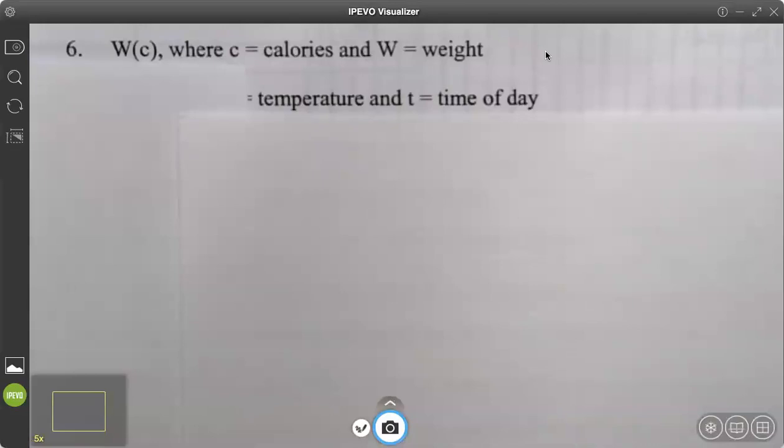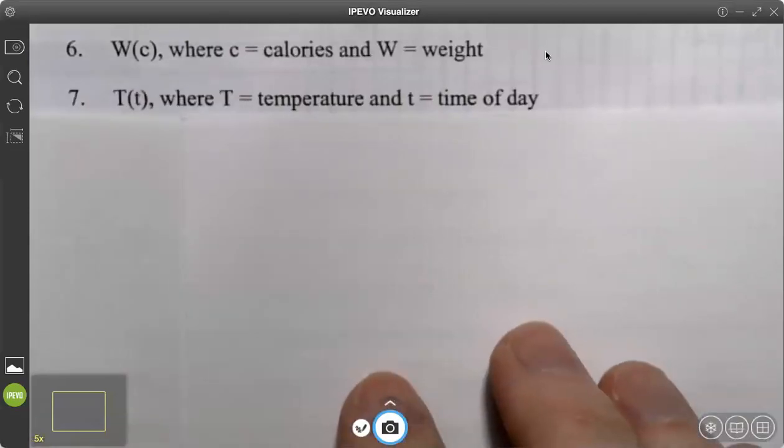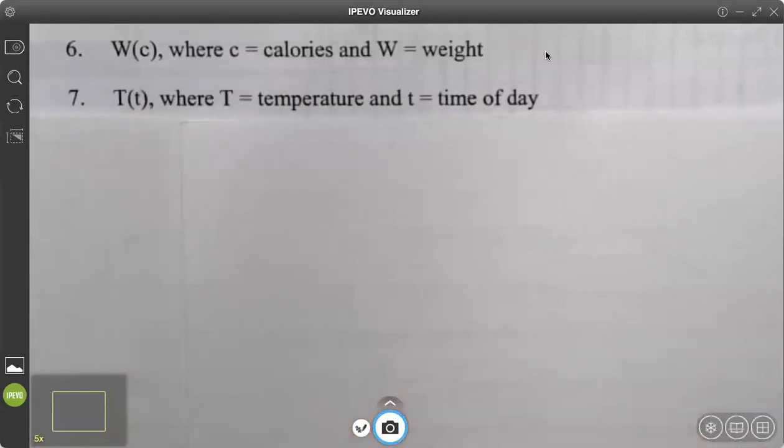The temperature outside is normally going to be the hottest right after lunch, and it's going to be coldest in the middle of the night. So temperature is a function of time of the day. The temperature depends on the time of the day. Time of the day is independent, temperature is dependent. Temperature depends on time of day or is a function of time of day.